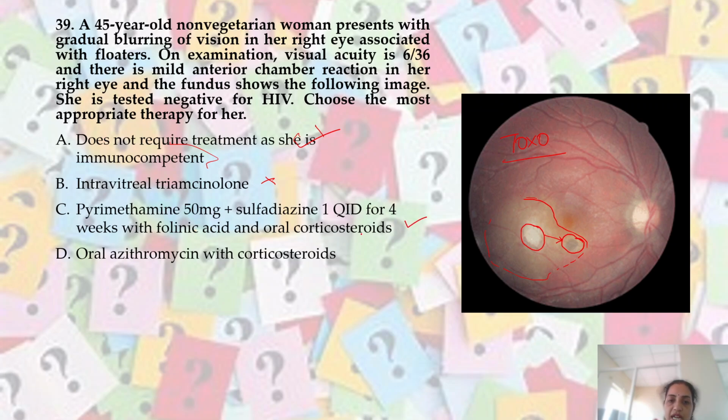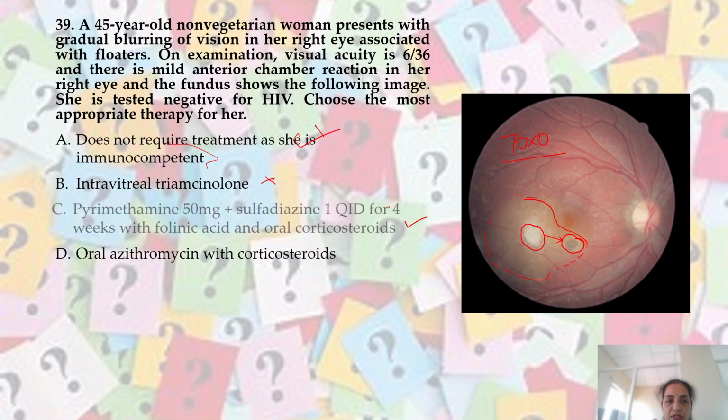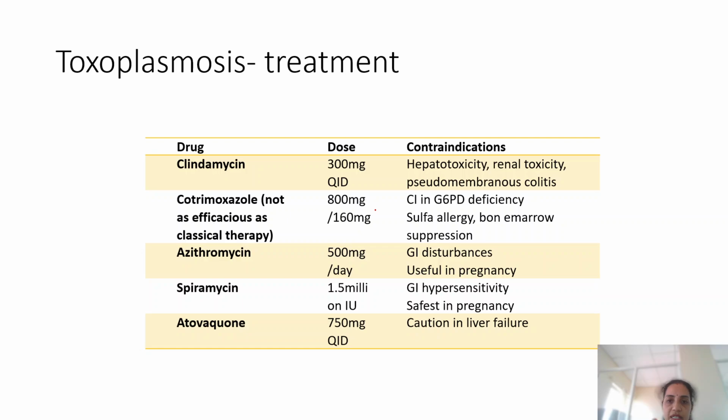Yes, so this is the anti-toxo treatment that we are looking for. Oral azithromycin with corticosteroids is also a treatment option, but since this is the gold standard, we stick to C as the answer. So what are the treatment options we have?